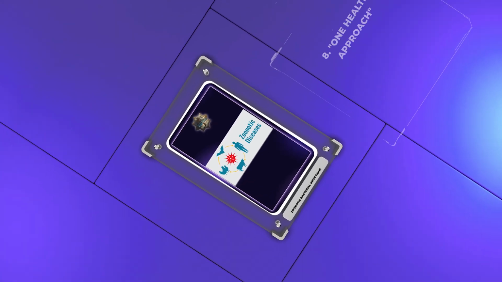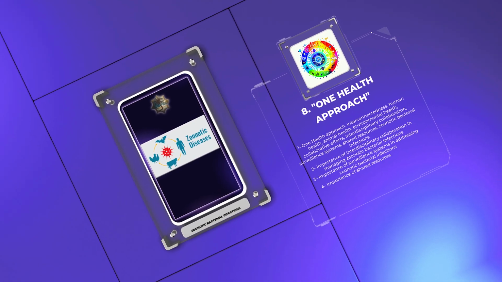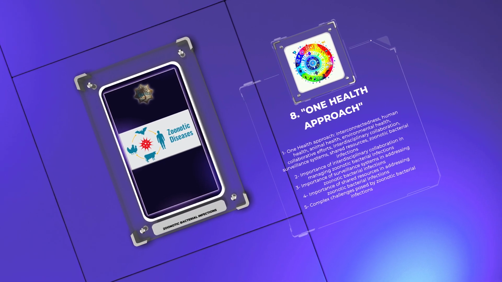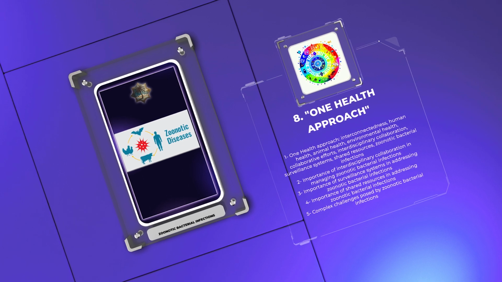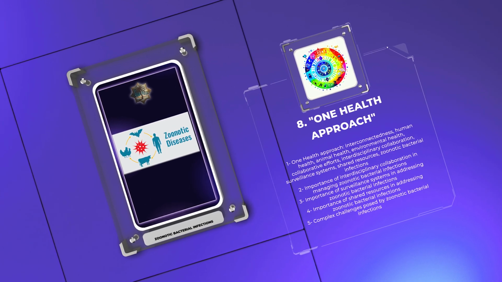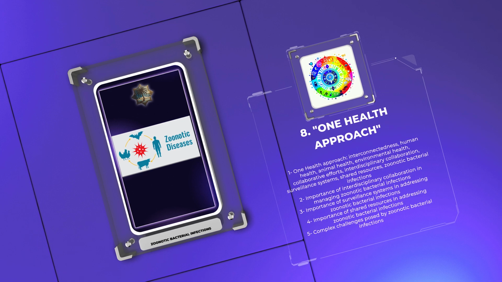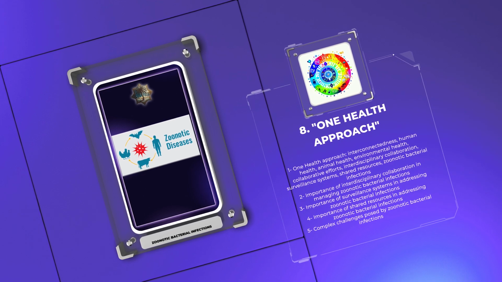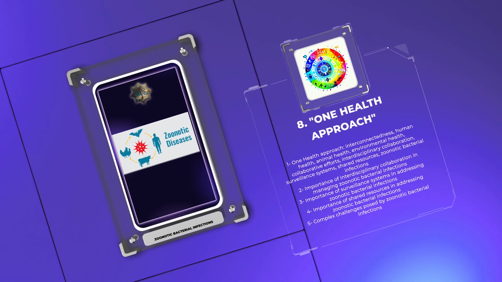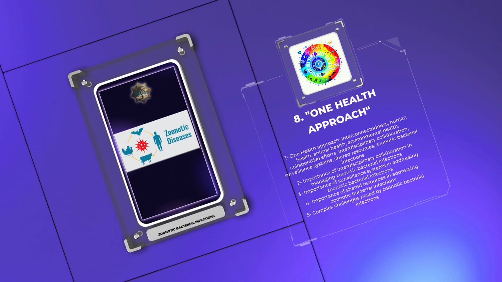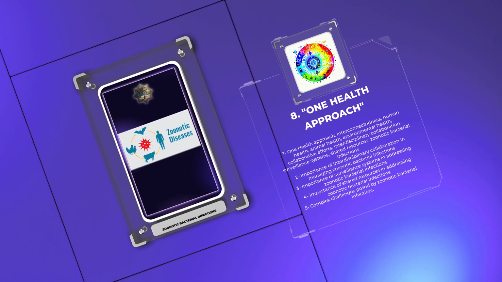The One Health approach emphasizes the interconnectedness of human, animal, and environmental health and recognizes the need for collaborative efforts between various disciplines to effectively manage zoonotic bacterial infections. In this topic, we will explore the importance of interdisciplinary collaboration, surveillance systems, and shared resources in addressing the complex challenges posed by zoonotic bacterial infections.